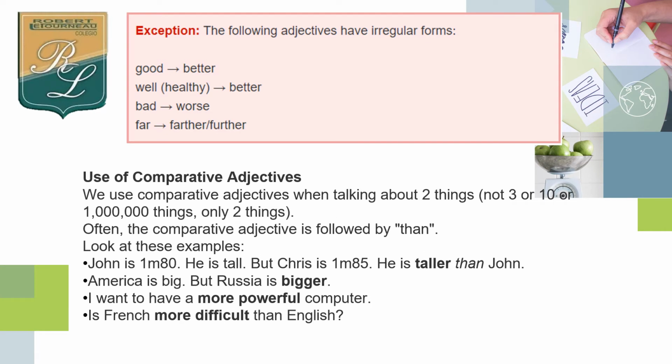You can use comparative adjectives when you want to compare two things. You cannot compare three or ten. No, you can never do that. We often use the comparative adjective followed by than. For example, John is 1 meter 80. He is tall, but Chris is 1 meter 85. So Chris is taller than John, or you can say he is taller than John.